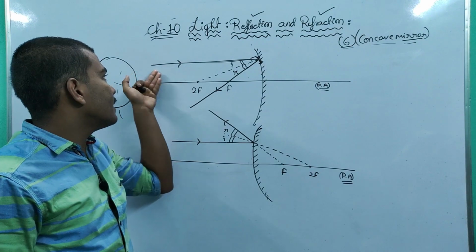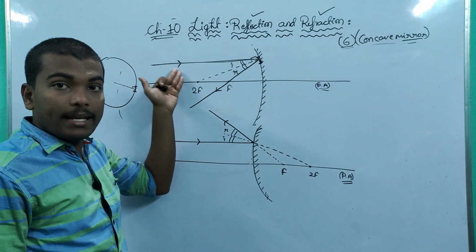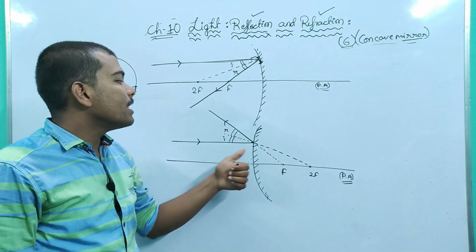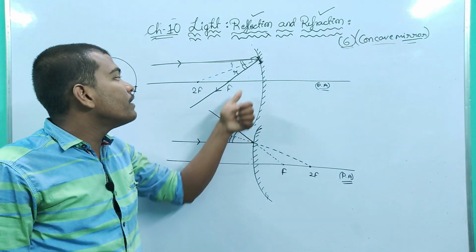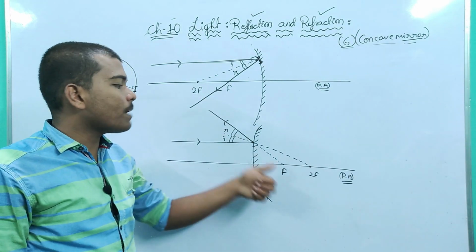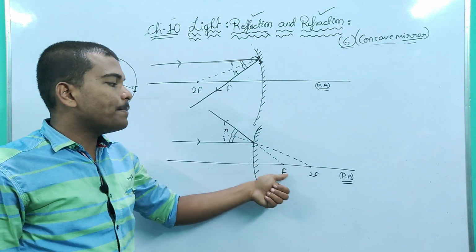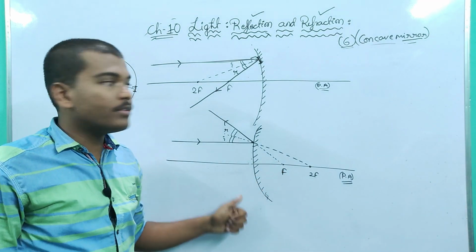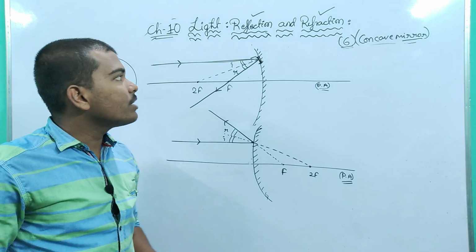When any incident beam of light is parallel to the principal axis and falls on the mirror, it will pass through the focus or appear to pass through the focus. Like this, one appears to pass through the focus. It will look as if it came from the focus. Right? This is the first rule. Coming to the next rule.